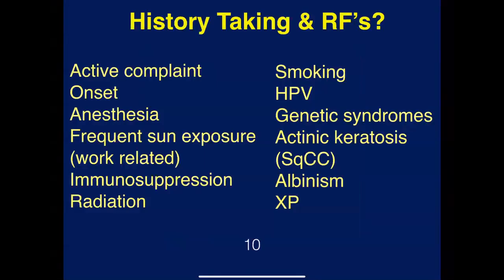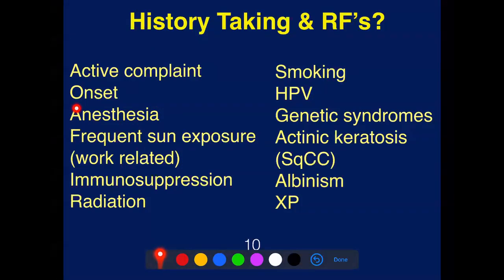So these are points that you need to mention: the active complaint, onset, and progression. Anesthesia is very important, so always mention it. Frequent sun exposure, and all of the basal cell carcinomas I encountered were related to sun exposure. Immune suppression, radiation, smoking, human papilloma virus, genetic syndromes, and the one that we mentioned, actinic keratosis. These are risk factors. You cannot list this in history, but you have to know that it's a precursor of squamous cell carcinoma. Albinism and xeroderma pigmentosum. As Dr. Abdullah mentioned, this is the lymphatic drainage.